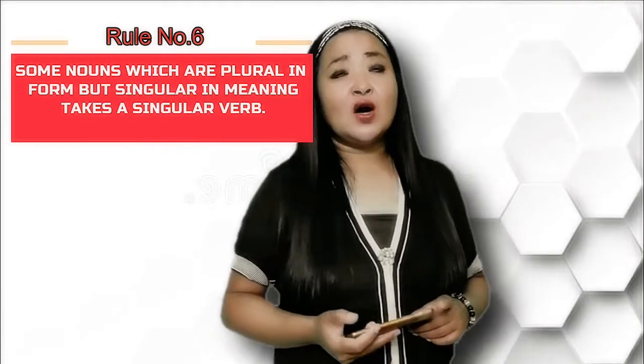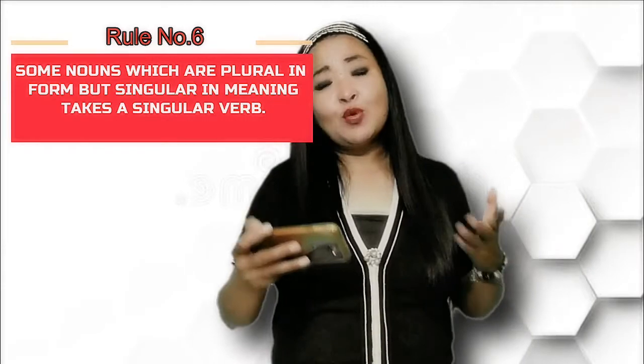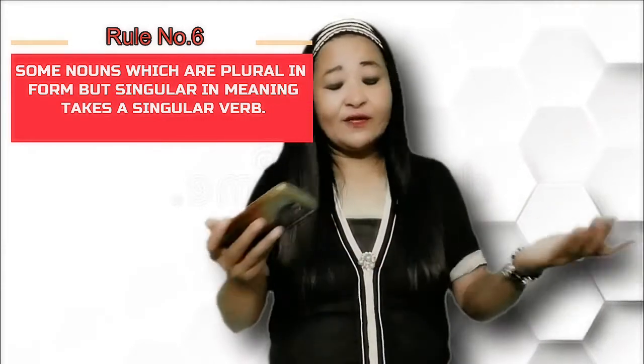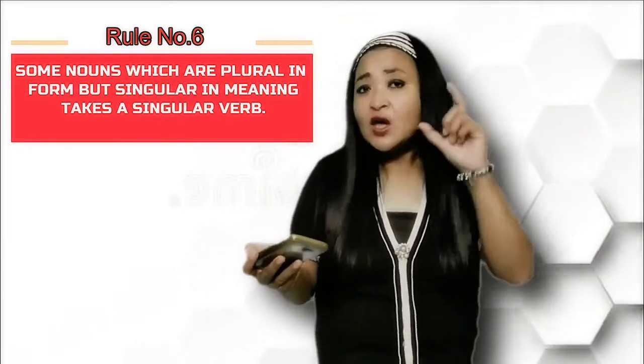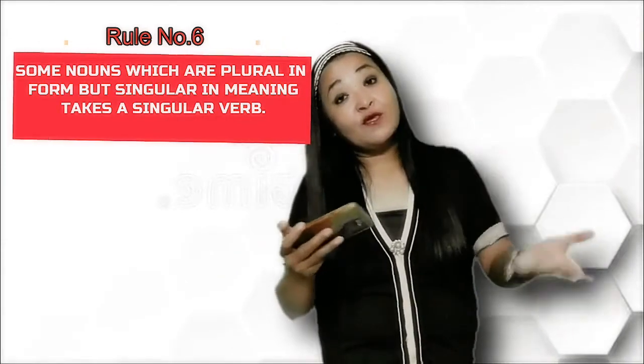Some nouns, according to rule number 6, are plural in form. By now you know what singular and plural are. So there are some words or nouns which are plural in form, but singular in meaning. In the case of such nouns, the verb also becomes singular. Okay, now what do I mean by this?